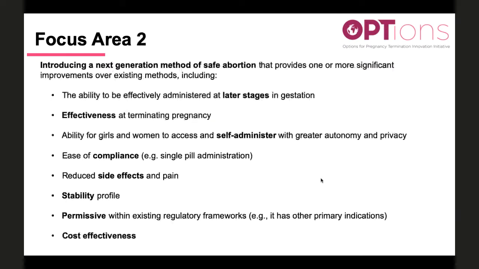The second area of focus is looking at introducing a next generation method of safe abortion that provides one or more improvements over existing methods. So once again, this list here is not exhaustive, but it's a few ideas for things that we would look for in a next generation method of safe abortion. One of these would be a next generation method that is able to be effectively administered at later stages in gestation. The ability for women and girls to access and self-administer with greater autonomy and privacy would also be something we would look for in this next generation method.